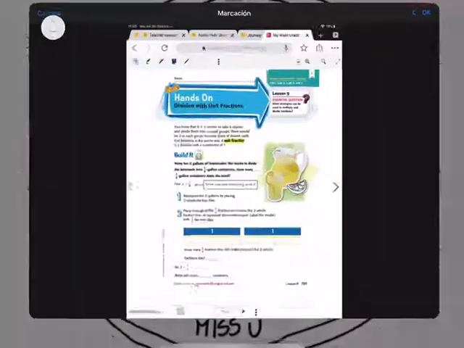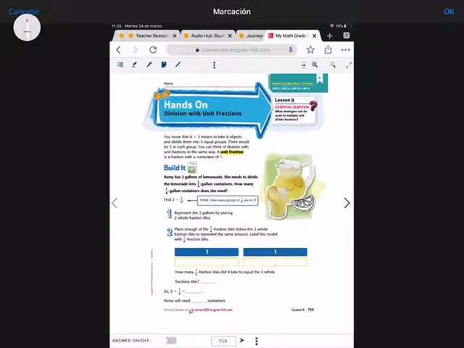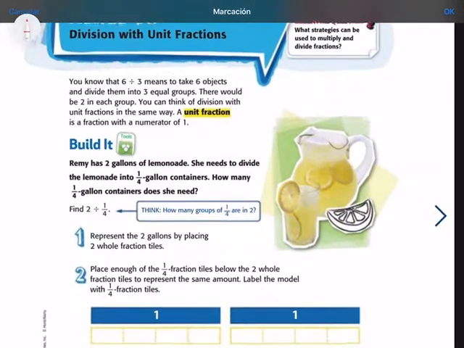Now we're going to continue with the next lesson, that is lesson 9. You can see in the planner that we skip lesson number 8. This is page 559, hands-on division with unit fractions. The next 3 topics, I think, are going to be about the same, so pay a lot of attention.